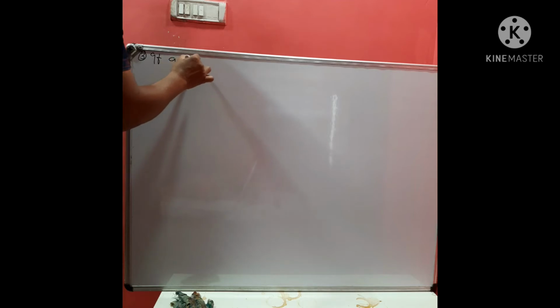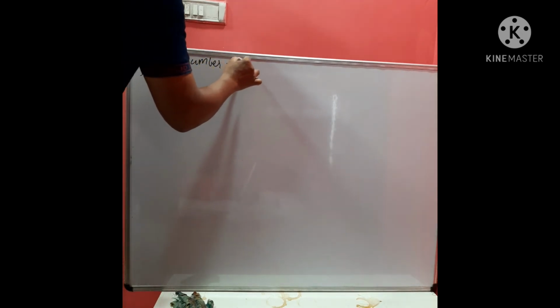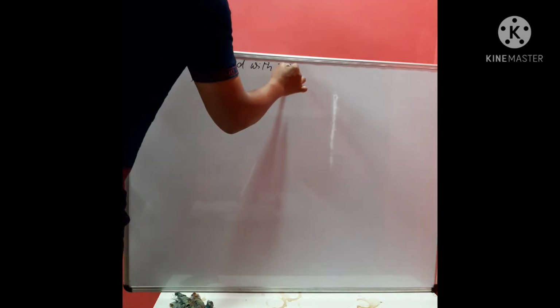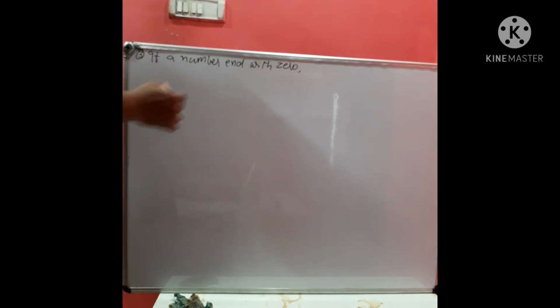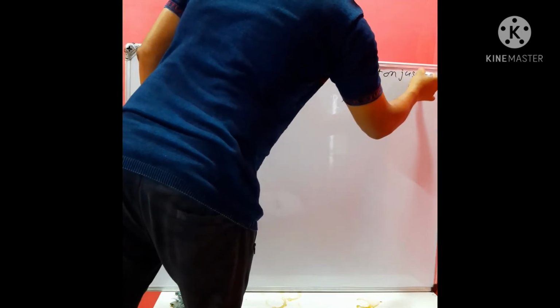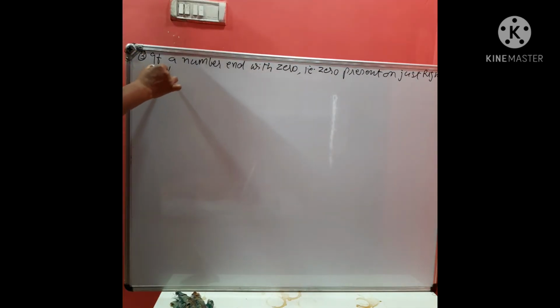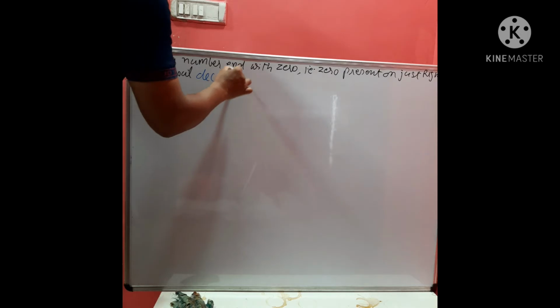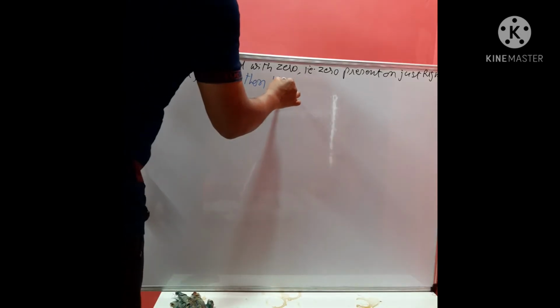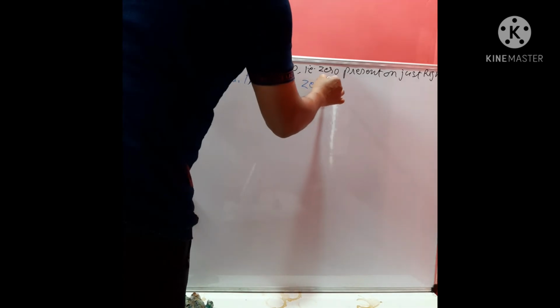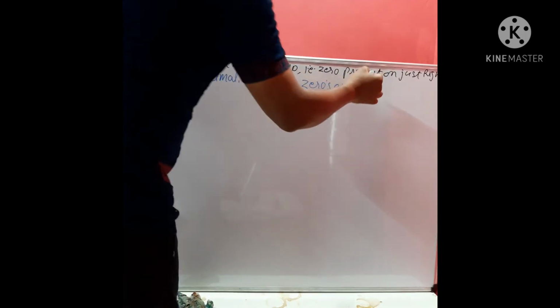If a number ends with 0, that is, the zeros are present just on the right, without a decimal, then these zeros are not counted. In this case, the zeros are not counted.